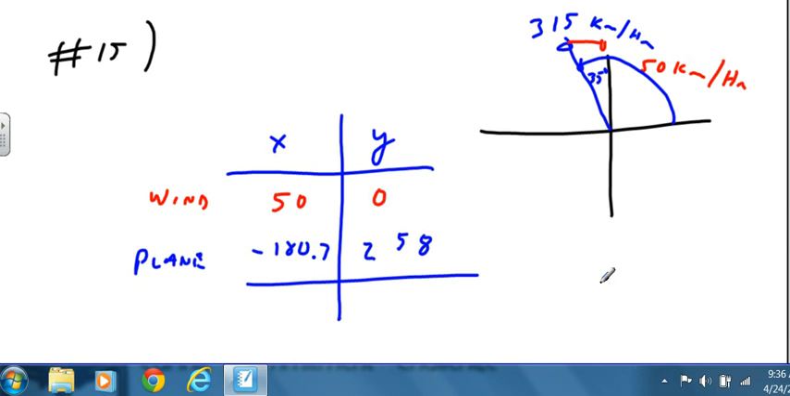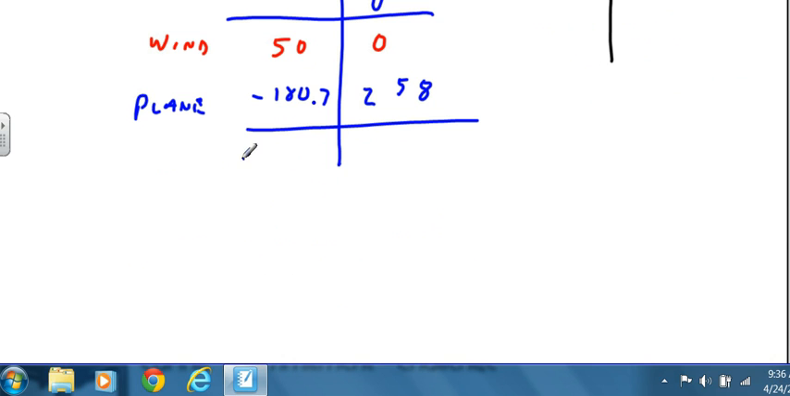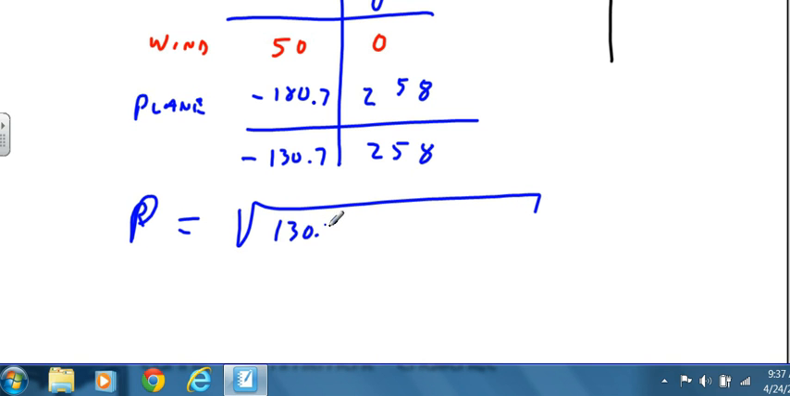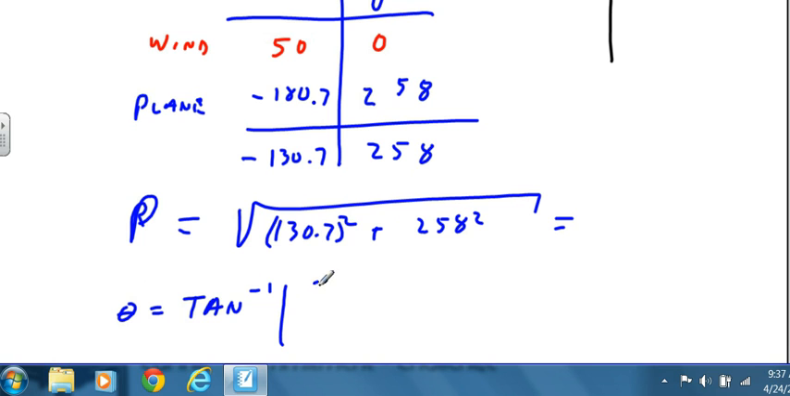258. Okay, so I'm going to add them together. I'm going to get minus 130.7 and 258. So the plane magnitude P is the square root of 130.7 squared plus 258 squared, and then the angle is going to be the arctangent of the absolute value of 258 divided by 130.7, and that's a reference angle. When I get done, I want to know it as a second quadrant angle, so I'd have to write it as a second quadrant angle.